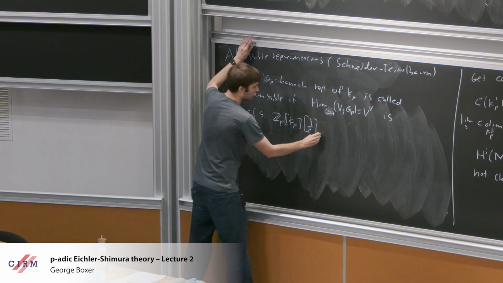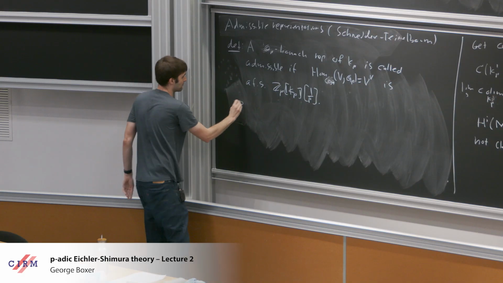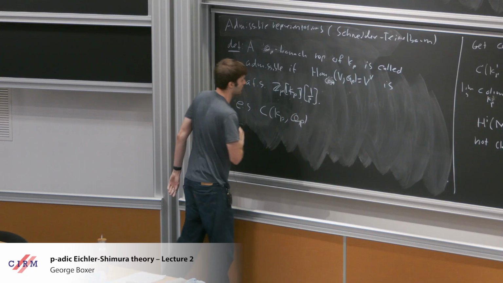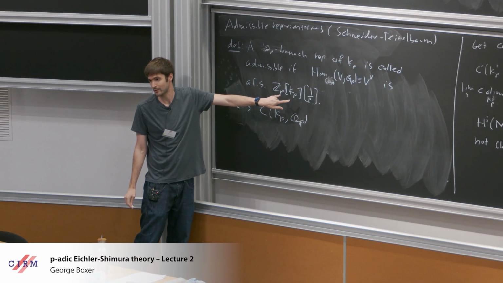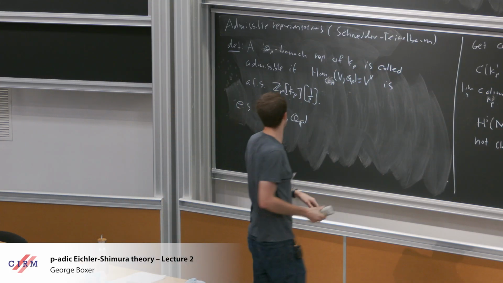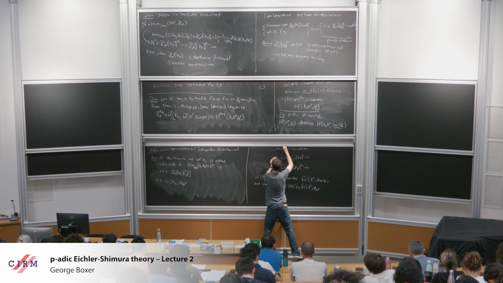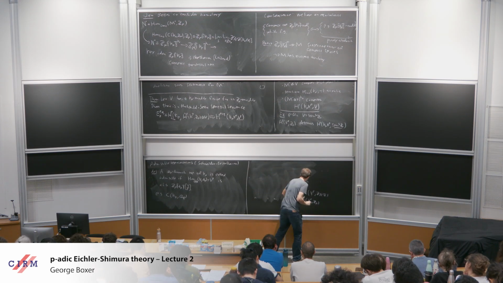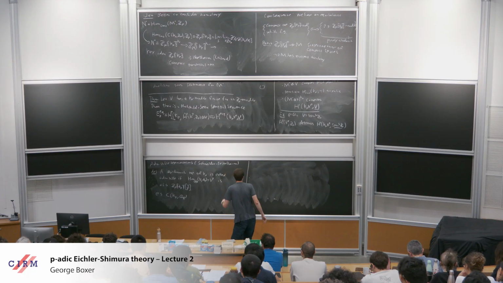And so a basic example would be the continuous functions on Kp with values in Qp, which is exactly going to be dual to this. Okay? And so by the principle that I explained mid-proof about modules over this ring, this is a purely algebraic category.